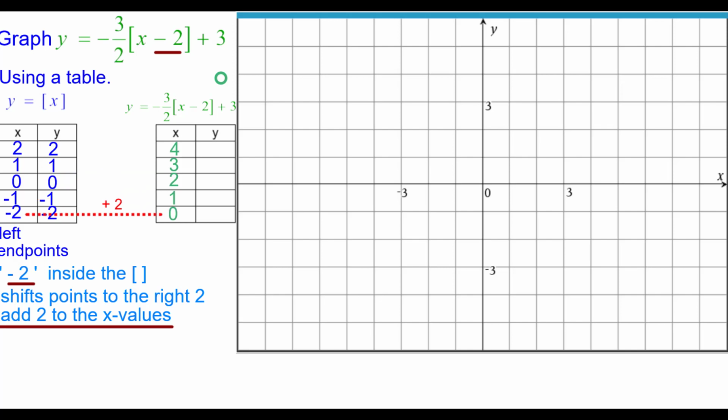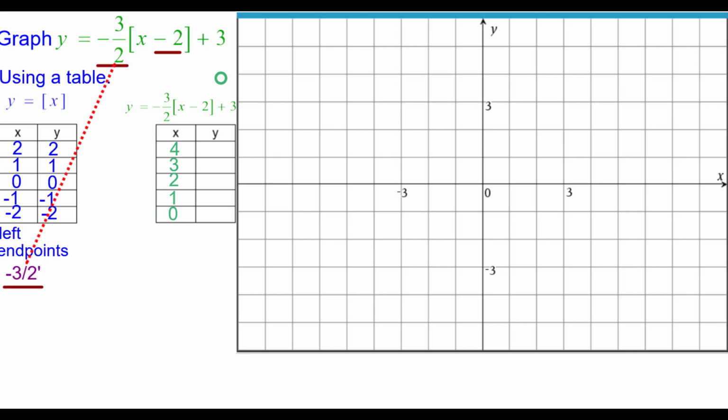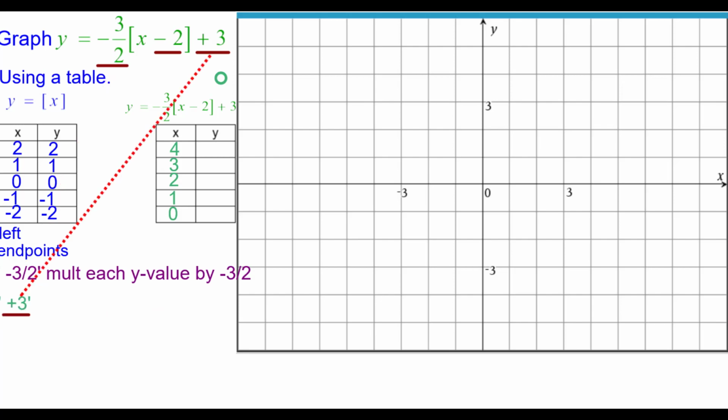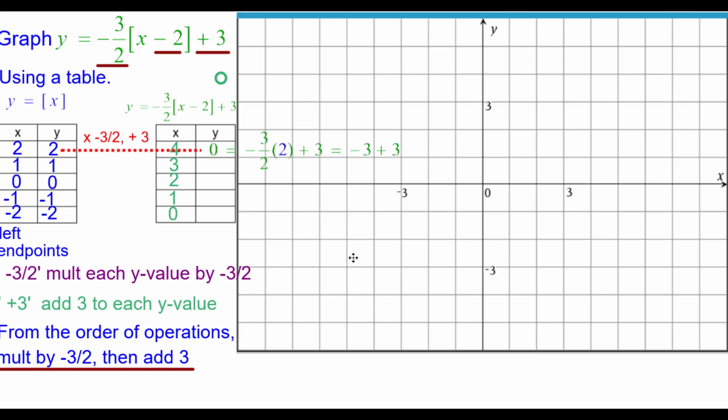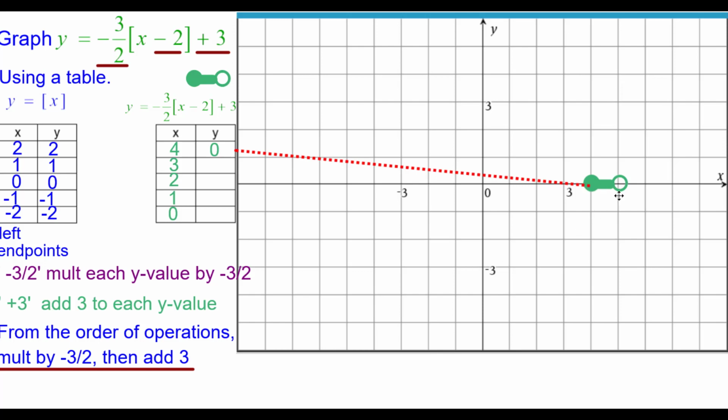Press pause as needed. The negative 3/2 multiplies each y value by negative 3/2, while the plus 3 outside the function adds 3 to each y value. And from the order of operations, we multiply first and then we add second. So multiplying 2 times negative 3/2 is negative 3, plus 3 is 0. You can see that calculation being done right here. And then we can plot the point 4, 0 with a step.